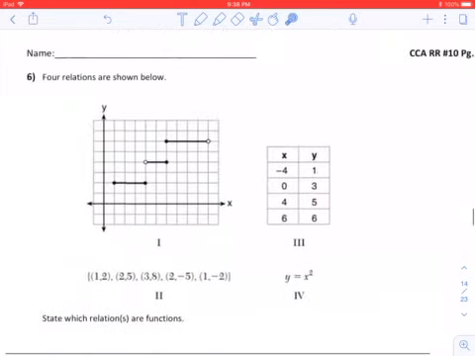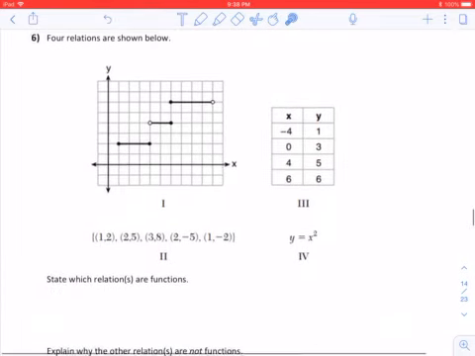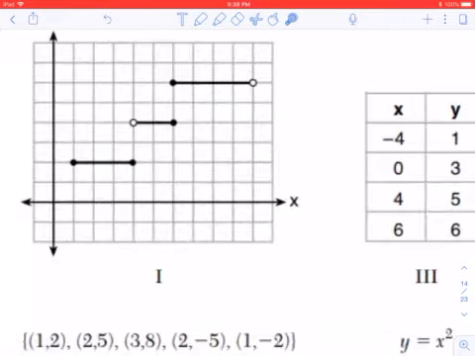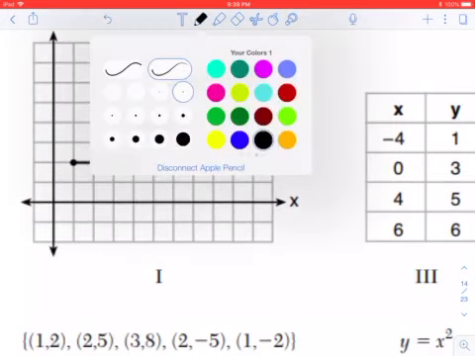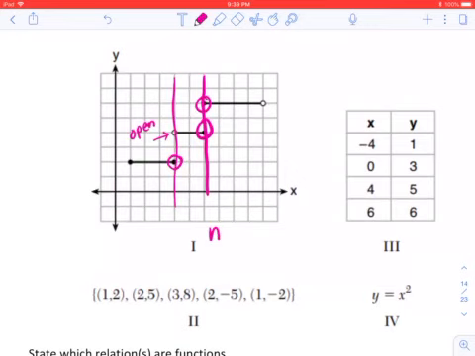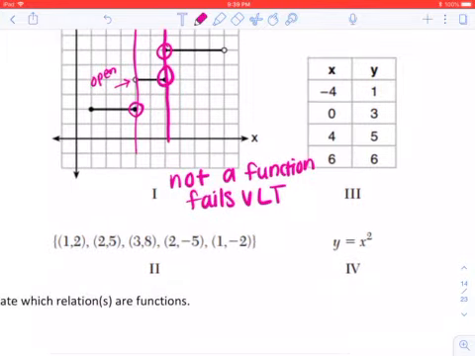Okay, we've got one more question on the back. Number 6. 4 relations are shown below. We've got 1, 2, 3, and 4. State which relations are functions. Okay, so for our graph, we tell if something's a function by doing the vertical line test. So I'm drawing a vertical line. It only crosses one time there because that's an open circle. But if I do my vertical line here, it crosses twice. So this is not a function. And let's write because it fails VLT. So 1 is not a function because it fails VLT.